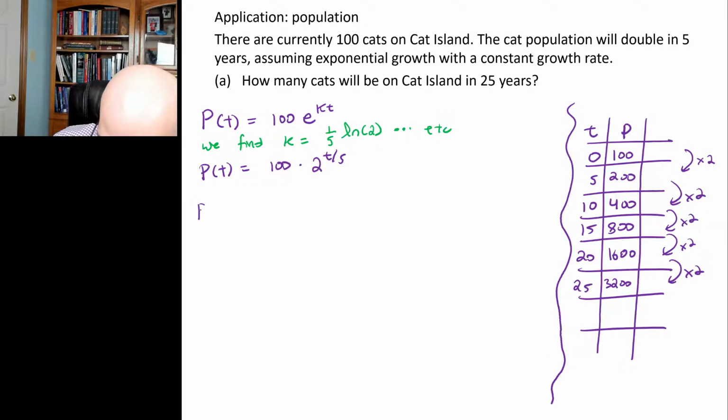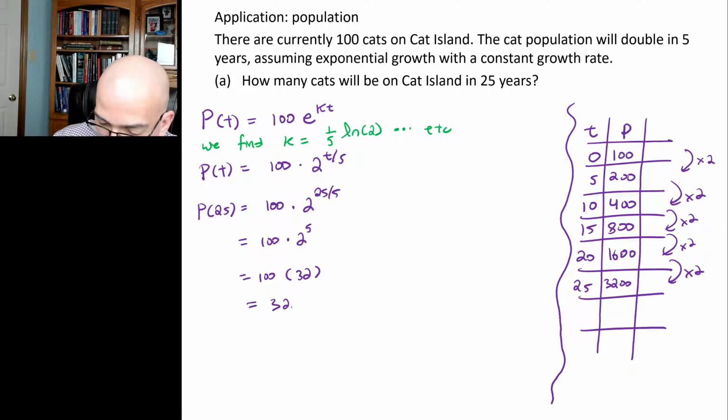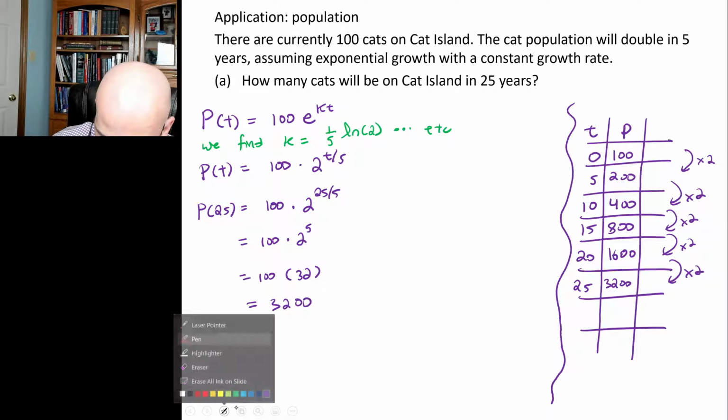Okay, so let's find P evaluated at 25. It'll be 100 times 2 to the 25 over 5. So 100 times 2 to the power 5. 100 times 32, 3200. It matches.